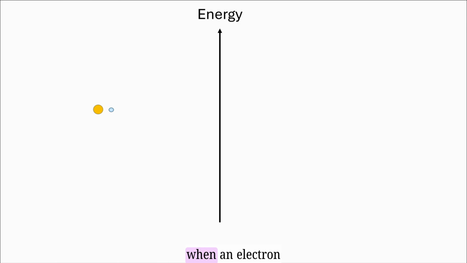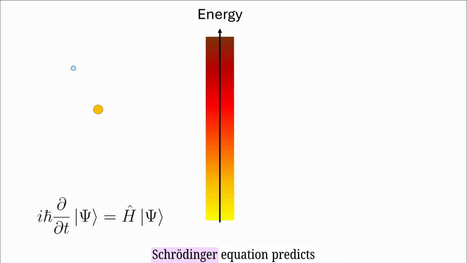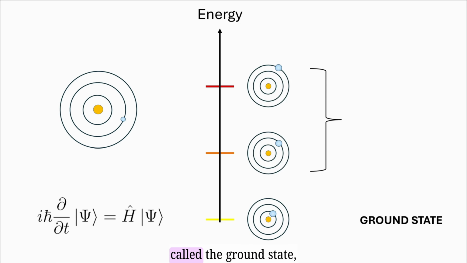In an atom, when an electron rotates around the nucleus, it needs some energy. The farther it is, the more energy is needed. Surprisingly, the Schrödinger equation predicts that not all the energies are allowed. That is why atoms have an energy level structure, in which the lowest level is called the ground state, while the others are called excited states.